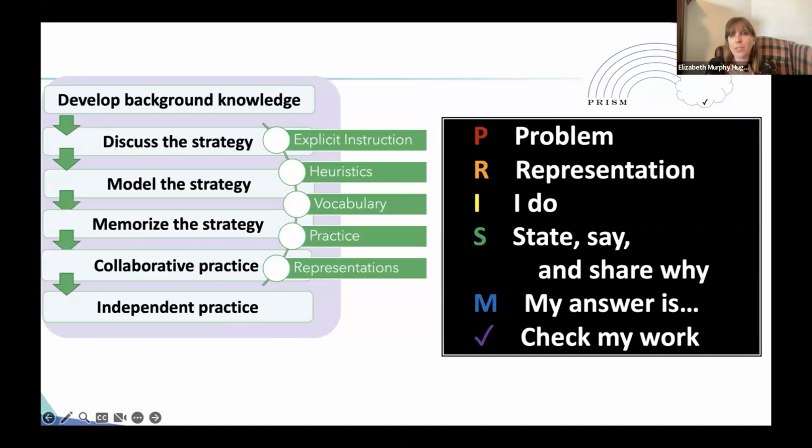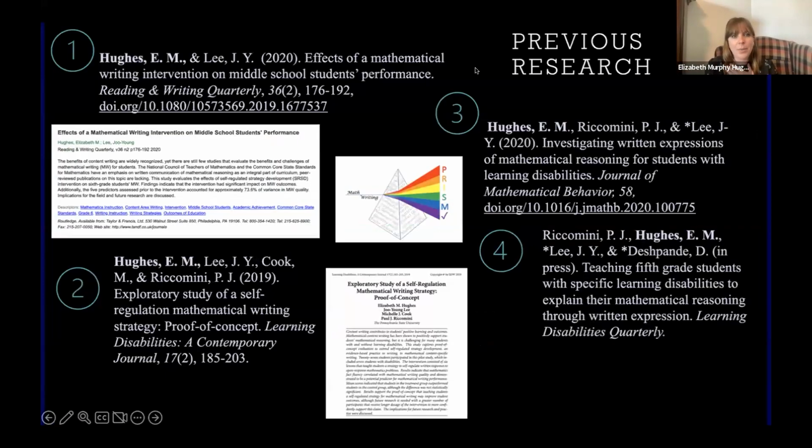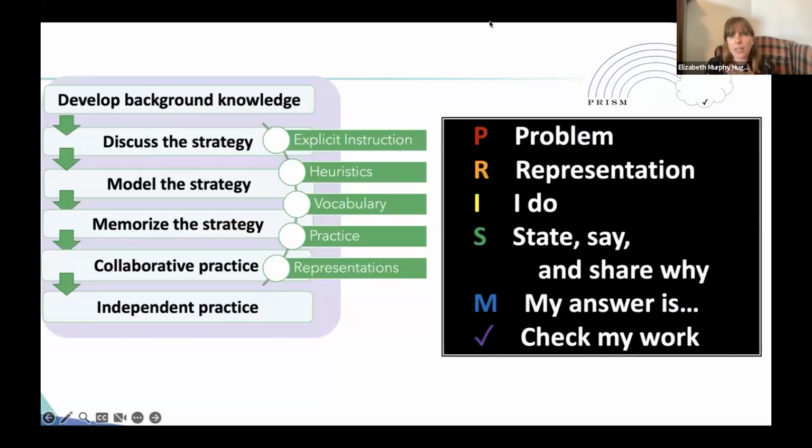And I think every good strategy needs a great mnemonic. And so Prism Check is that mnemonic for me. Prism Check stands for problem, representation, I do, state, say, and share why. My answer is check my work. Okay, this mnemonic prompts students to go through all of these elements, and they learn about these elements as they're applying them to their written responses.